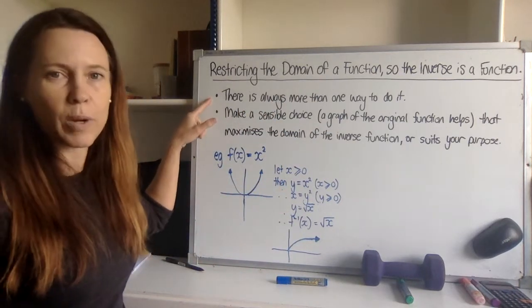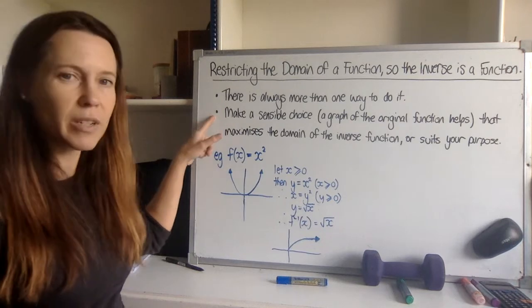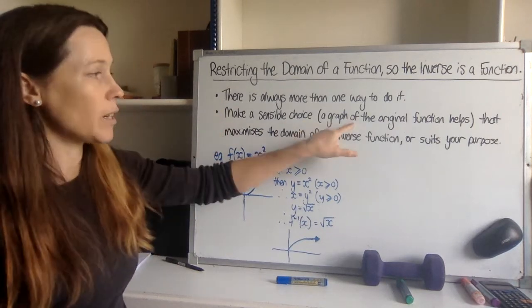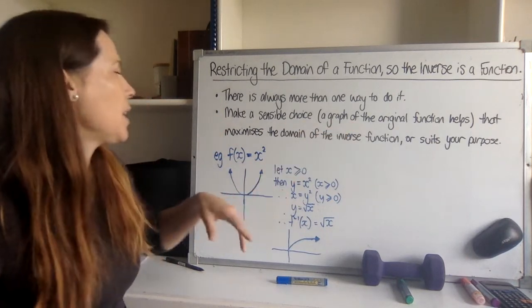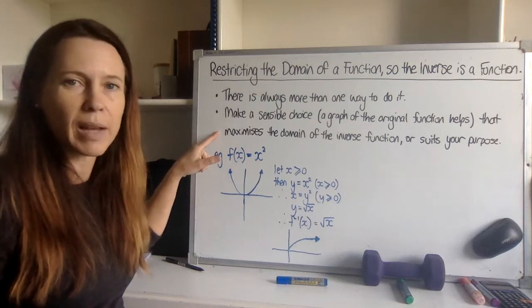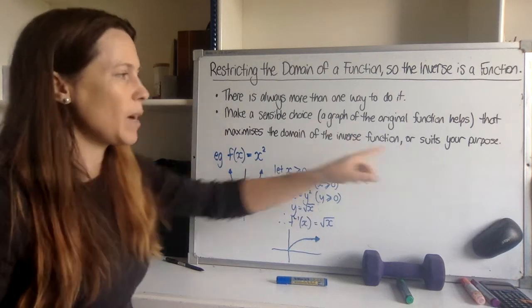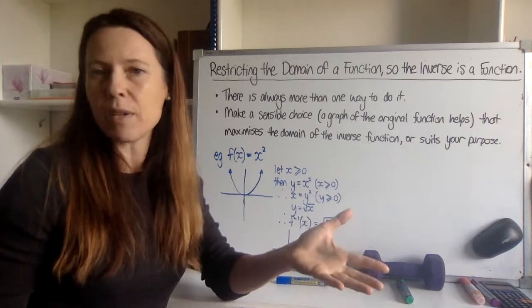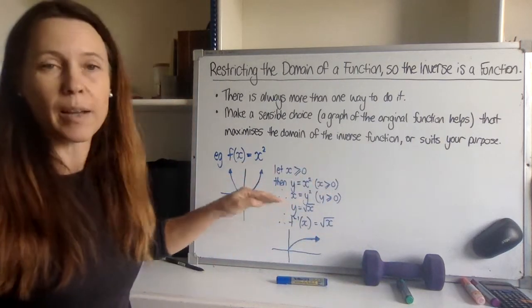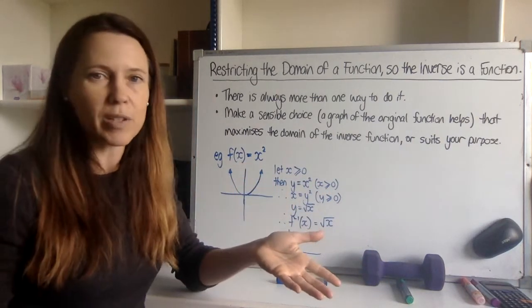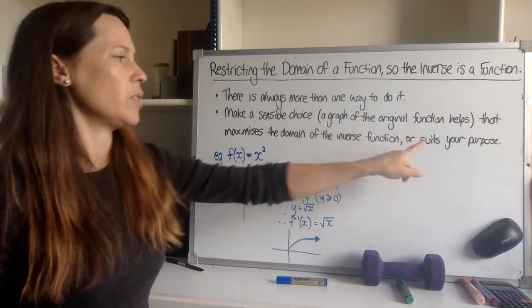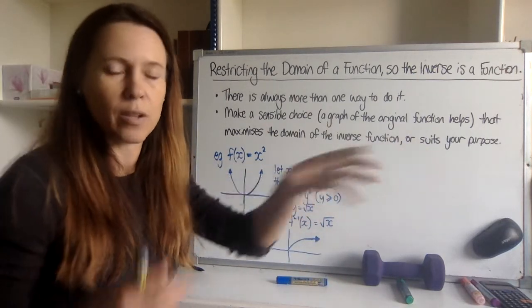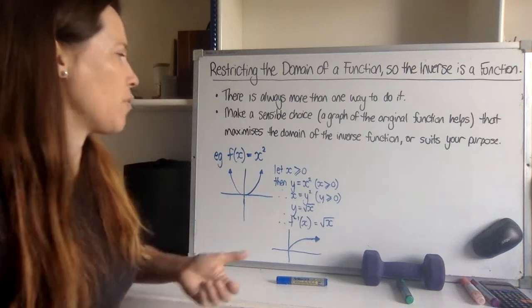Well, there's always more than one way. And to decide, we really just need to make a sensible choice. Looking at a graph of the original function will help you. And that choice should either maximize the domain of the inverse function or perhaps just suit your purpose. Maybe you've got time on the x-axis and you only want positive values of x. So let your application decide which section of the graph you might prefer to use.